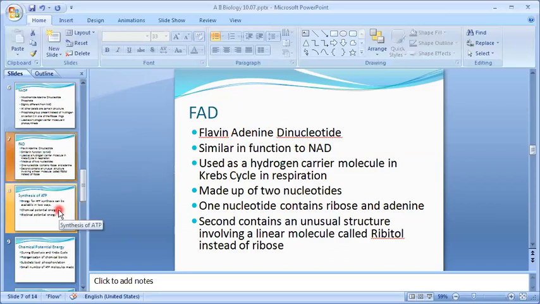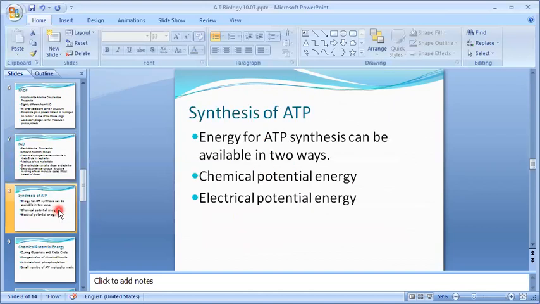So this was all about the different hydrogen carrier molecules. I hope it's all clear to you. Then we next come to the synthesis of ATP.